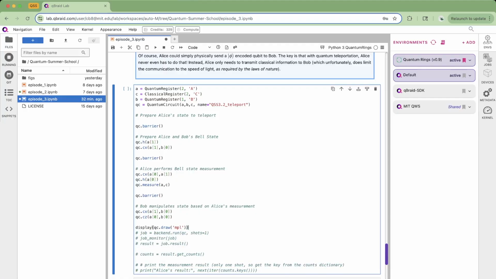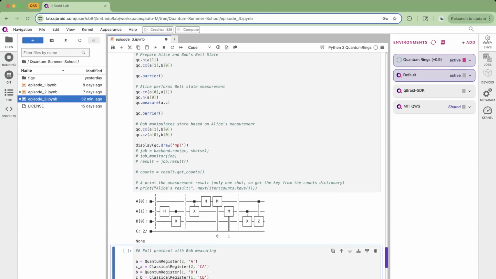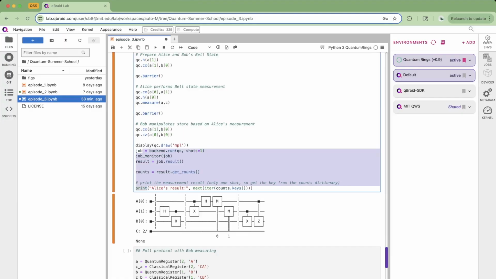So first, let's just display the circuit. So here we have Alice and Bob entangling their qubits, the H and the X here. And then starting from here, we have Alice doing her Bell state measurement, and she measures her 2 qubits. And then Bob applies an X gate or a Z gate, depending on the results of her measurement. We're going to run this for one shot only, because that's how quantum teleportation would work.